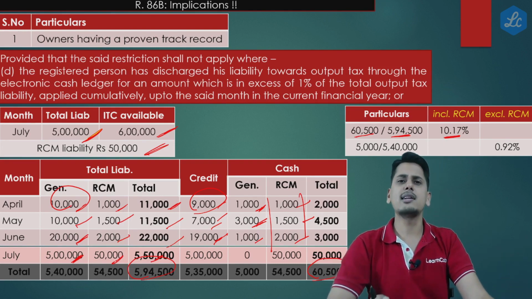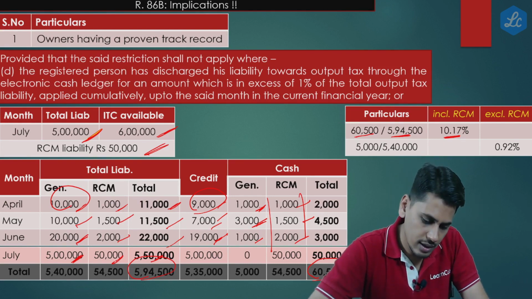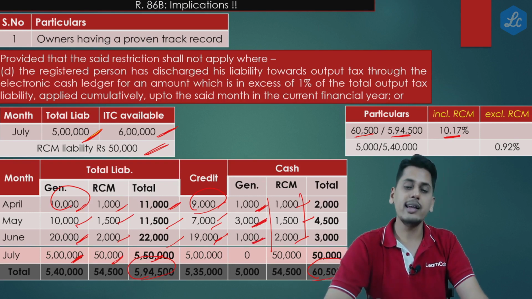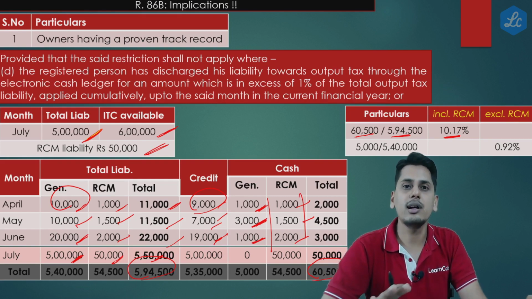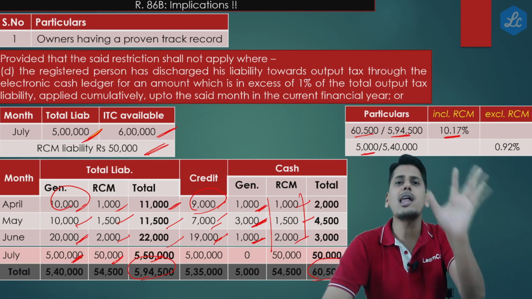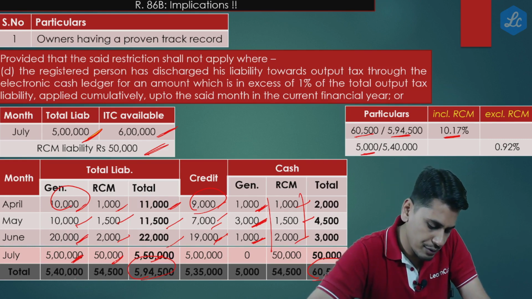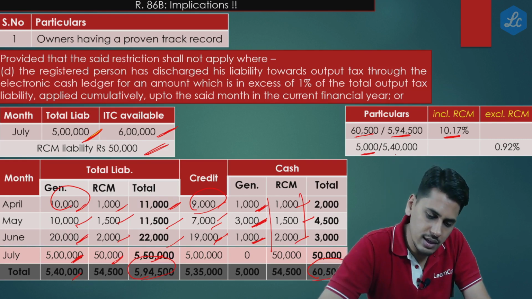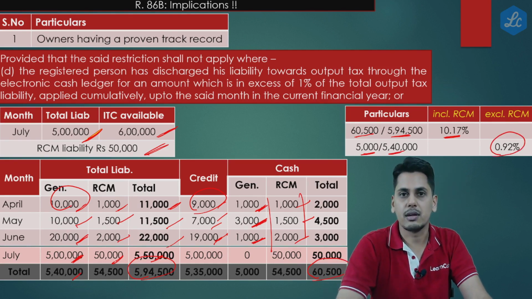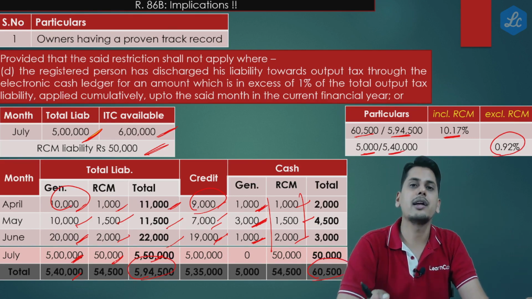So friends, what is the normal liability, forward charge mechanism liability, which I have discharged through cash ledger till date? It is 1,000, 3,000 and 1,000, which means totaling 5,000 rupees I have paid through the cash ledger. So it is going to be 5,000 as the numerator. What is my normal output tax liability cumulatively, including the liability of the current month? 5,40,000. So 5,000 divided by 5,40,000, I get 0.92%, which means that so far cumulatively I have not satisfied Rule 86B.